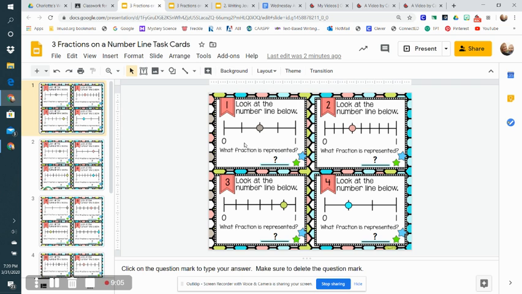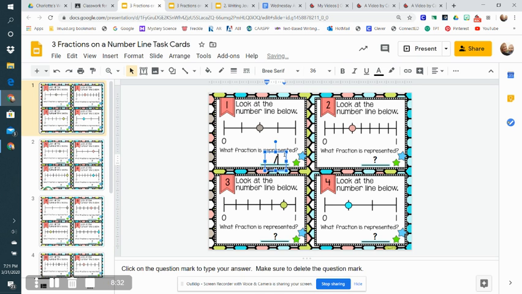The second thing you want to look at is how this number line from 0 to 1 is divided. Is it divided into 2 equal portions? Is it divided into 3 equal portions? Is it divided into 10 equal portions? When I look at this line, I can count 1, 2, 3, 4. So from 0 to 1, it's been divided into 4 pieces. So 4 is going to be my denominator here.